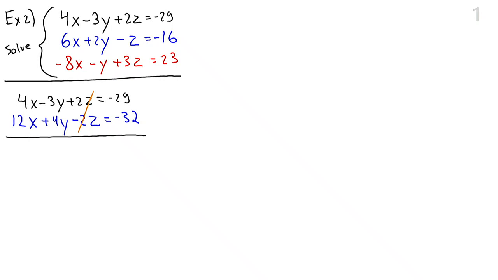And so when I add these, what I get is 16x plus y equals -61. So this is my first equation with two variables. I cannot solve for x and y yet. I don't have enough information. But what I can do is create another equation with two variables, also x and y.